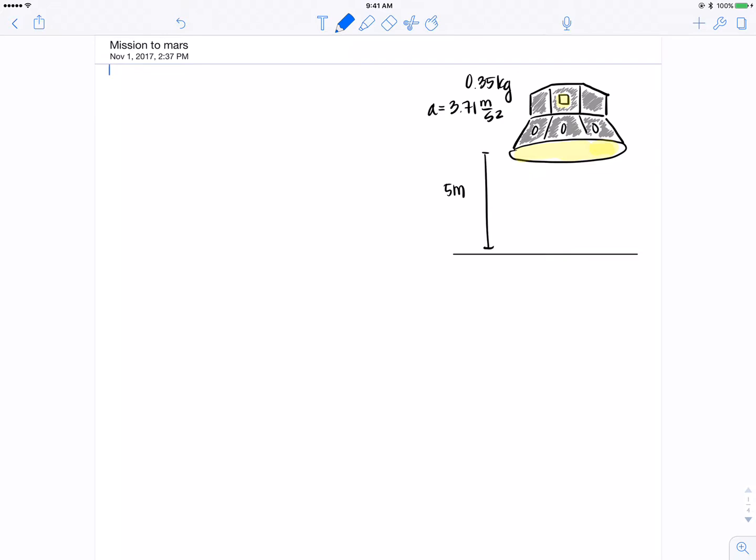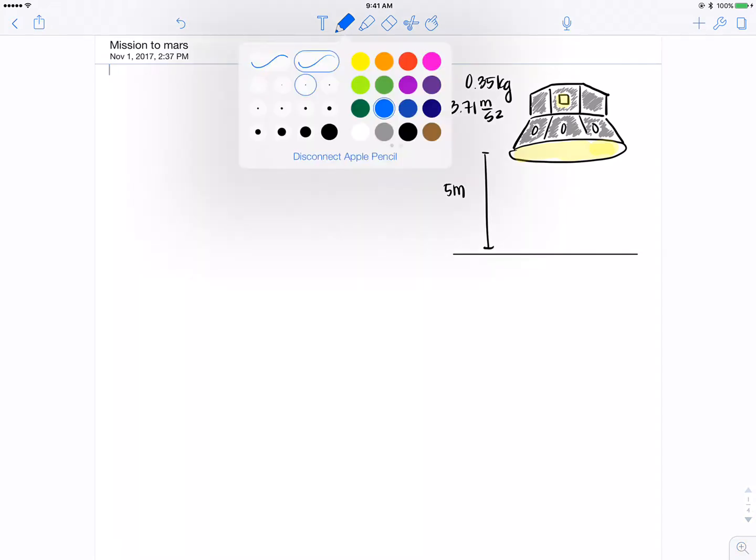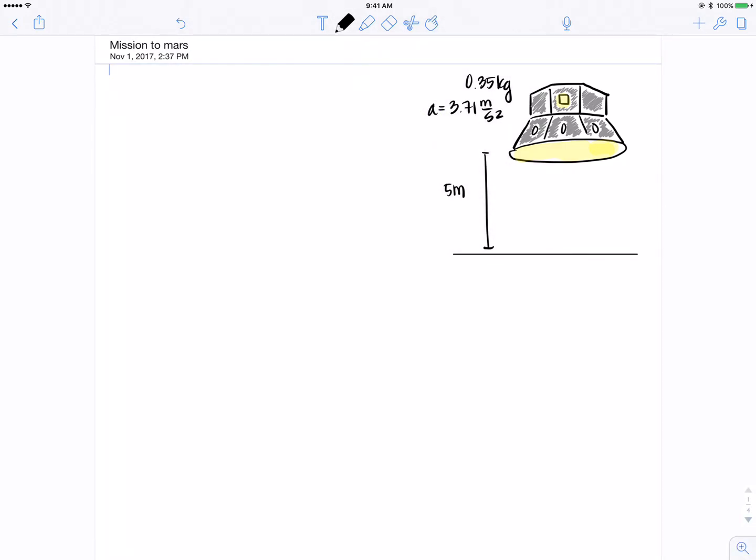So considering a lander of mass 0.35 kilograms landing on Mars, where there is an acceleration of 3.71 meters per second squared. Question 1, and I apologize, I don't have a PDF of this, so just follow along on your own worksheet. Question 1, what happens to the velocity of the lander as it falls? Well, the velocity increases as KE increases and PE decreases.